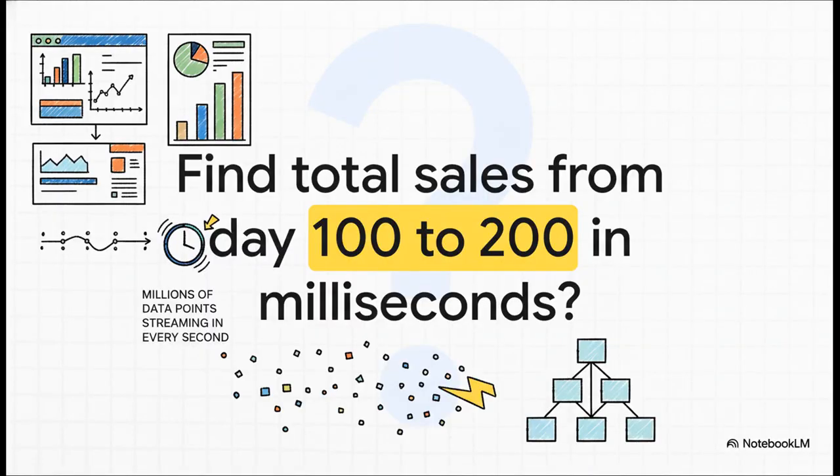So, picture this. You've built an analytics dashboard. A user wants to know the total sales between, say, day 100 and day 200. Simple enough, right? But what if you have millions of data points, and more are streaming in every single second? How do you give them an answer instantly, without the whole system just grinding to a halt?